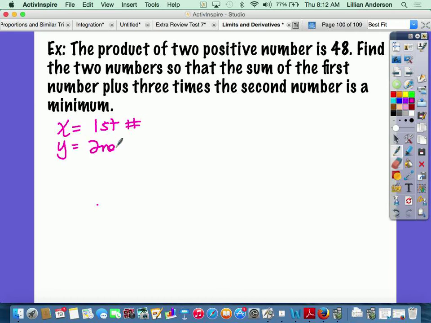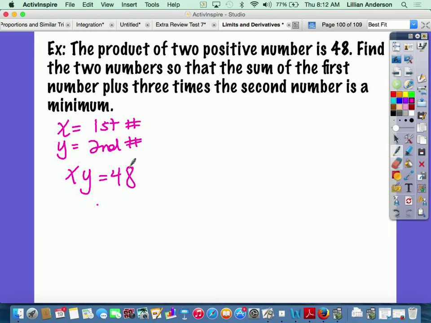All right? And then step 2 says to write an equation to be optimized, in other words, minimized or maximized, in terms of the two variables. Well, in the problem, it says that the product of two numbers is 48. So that's x times y is 48. Okay? The product of two positive numbers is 48, product meaning multiplication.